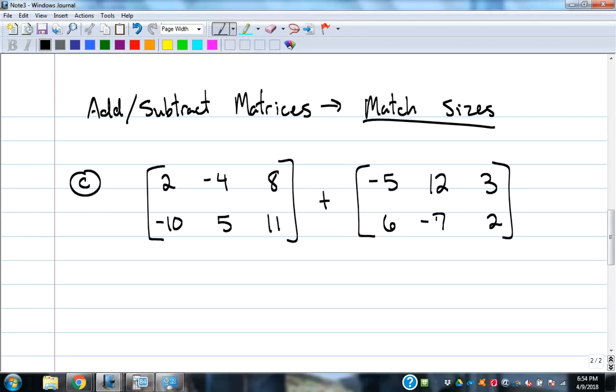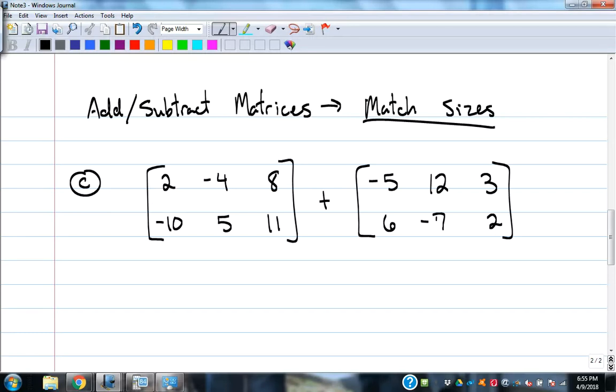Top row, second spot, adds to top row, second spot. And that follows the whole way through. Right? They've got to be the same size in order to add or subtract. If it's a minus sign between them, you just subtract. That's the only difference. So they've got to be the same size. So this is a really, really easy thing.